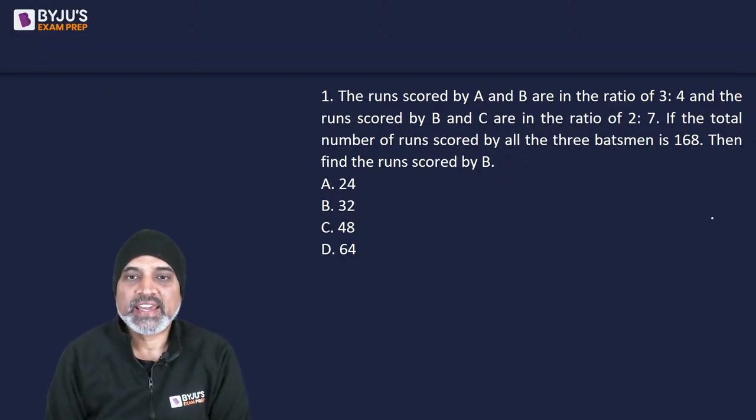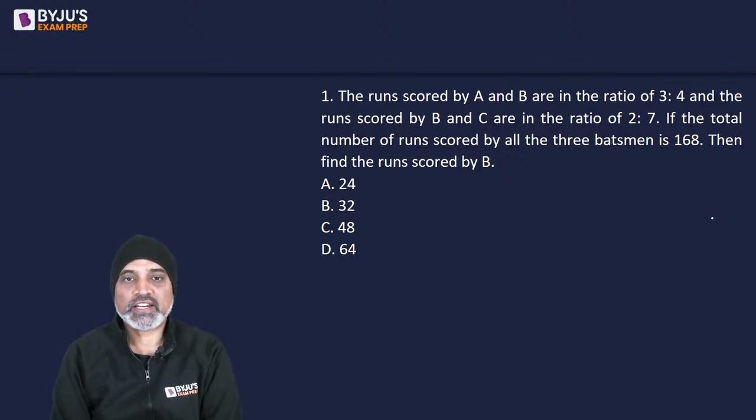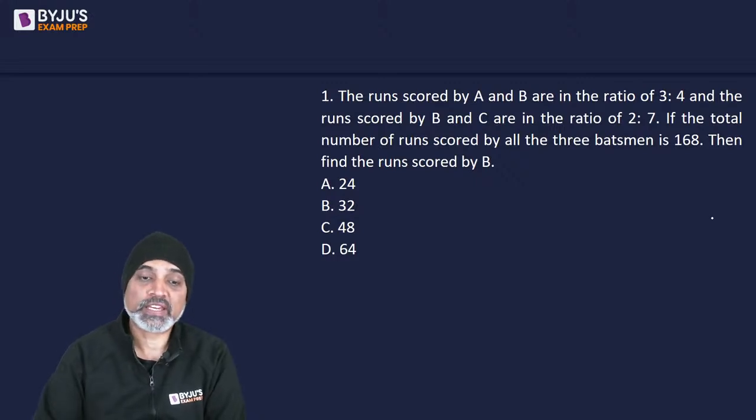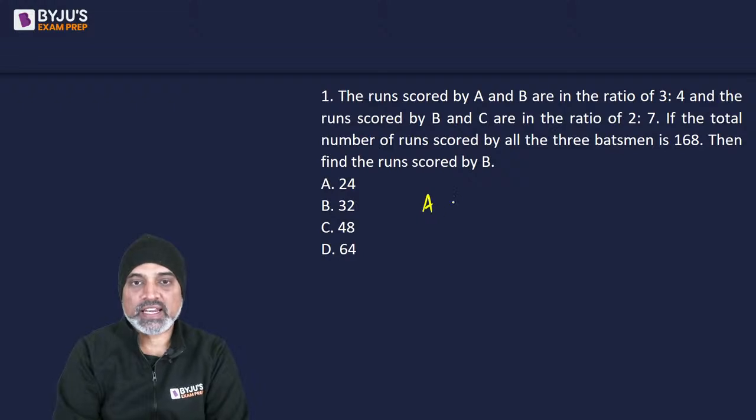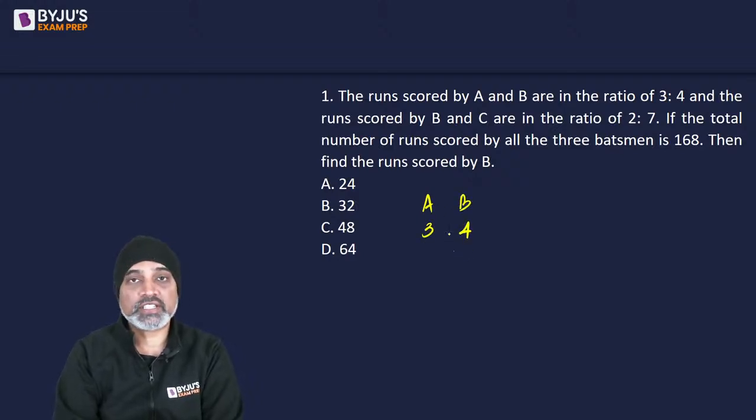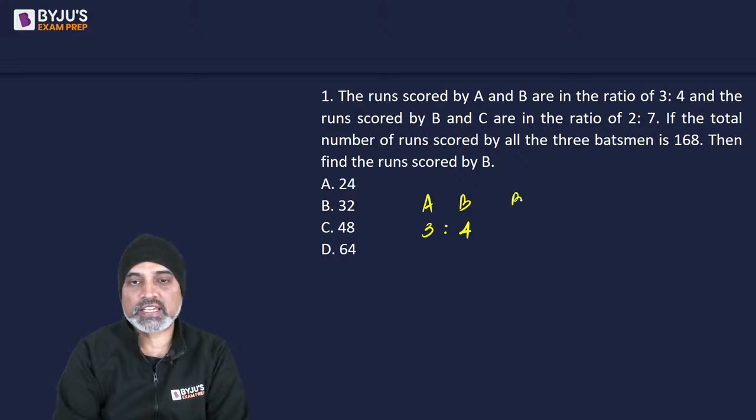The runs scored by A and B are in the ratio of 3:4, and the runs scored by B and C are in the ratio 2:7. If the total number of runs scored by all the three batsmen is 168, then the runs scored by B will be how much? So it is given that A and B score runs in the ratio 3:4, and then B and C score runs in the ratio 2:7.